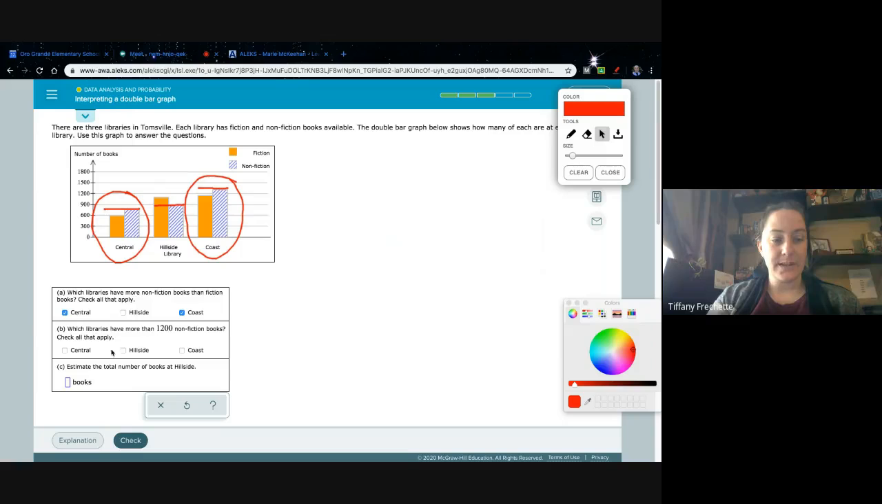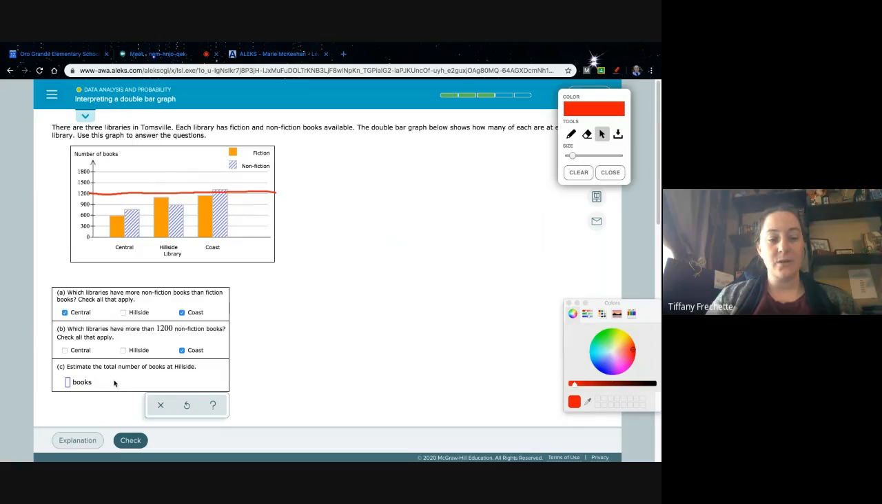All right, next one says, which library has more than 1,200 nonfiction books? So we want to go to 1,200 here, and I'm going to draw a line. So this is the 1,200 mark. And I want to know which library has more than that mark for nonfiction, which is the striped bar. So only one of them goes above that line. So we would click on Coast.